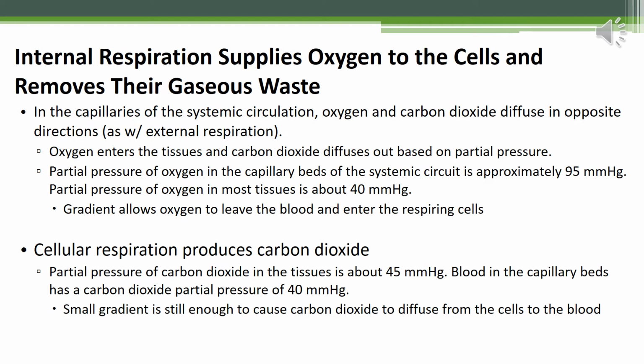Compare this to cellular respiration, which produces carbon dioxide, and this is where we're getting our carbon dioxide from. The partial pressure of carbon dioxide in the tissues is about 45 millimeters of mercury, while the capillary beds have a carbon dioxide partial pressure of 40, so it moves into the capillary beds, and this is essentially the same thing I just told you with the diagram. And keep in mind that the small gradient is still enough to cause carbon dioxide to diffuse from the cells to the blood in internal respiration.